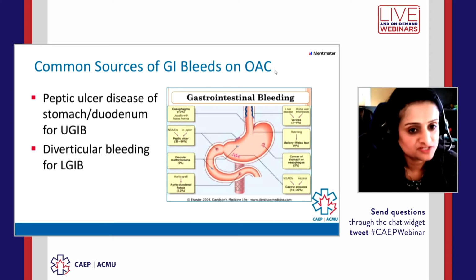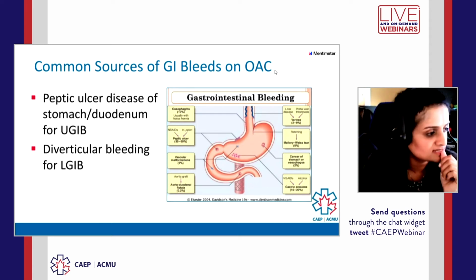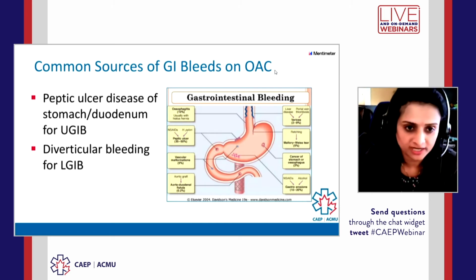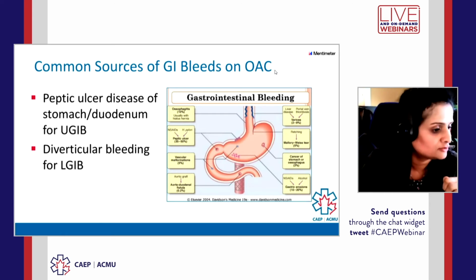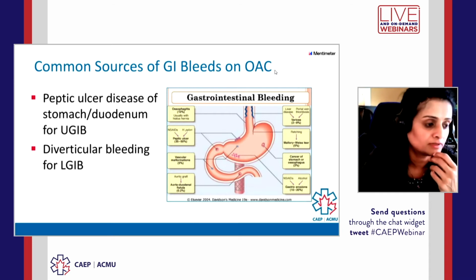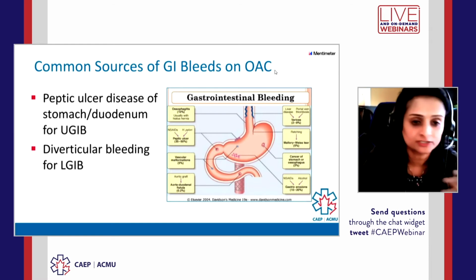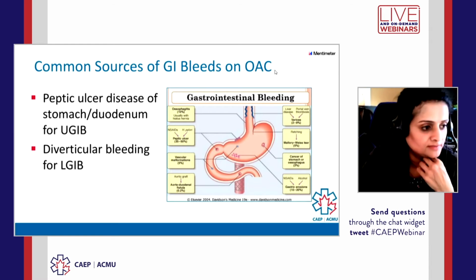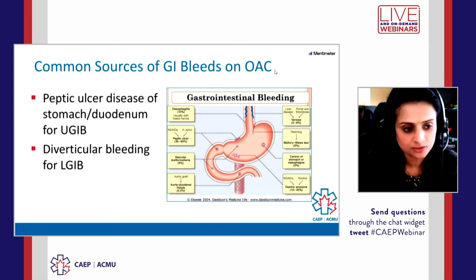And the common sources of GI bleeding on OACs, this depicts where the common sites have been. Most of the common sites have been peptic ulcer disease of the stomach or duodenum for upper GI tract bleeding, and diverticular bleeding for lower GI bleeding. And we do know that there could be other sites of bleeding, but those would be a bit more unusual and specifically associated with either liver dysfunction, varices, or a Mallory-Weiss tear with excessive retching, and cancer, and other contributors like alcohol consumption or NSAIDs.